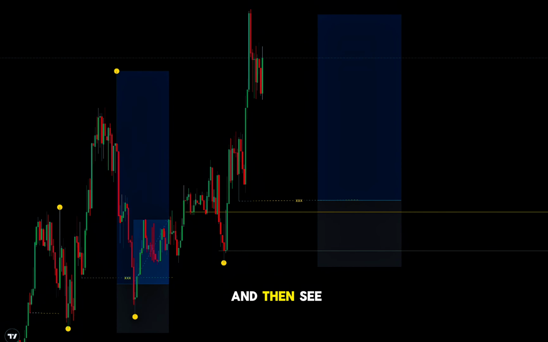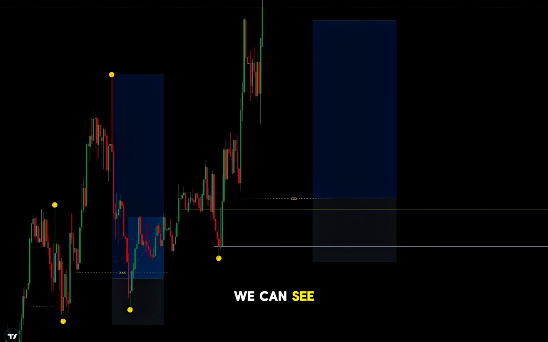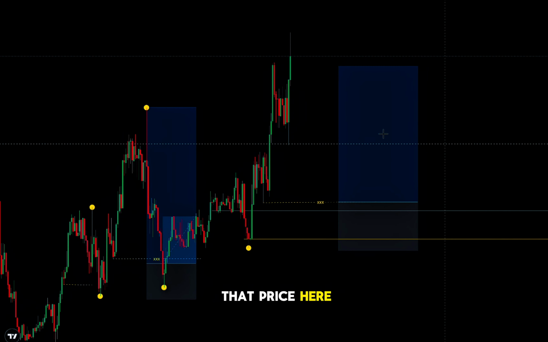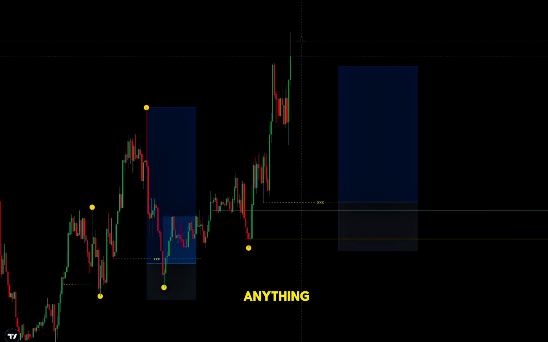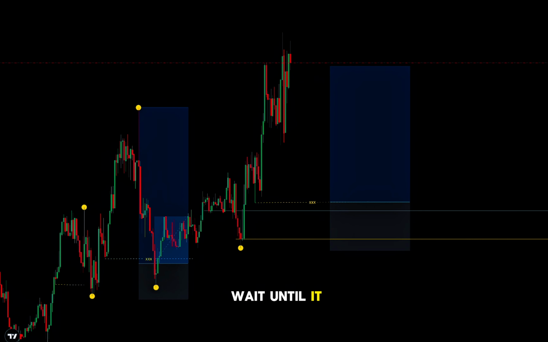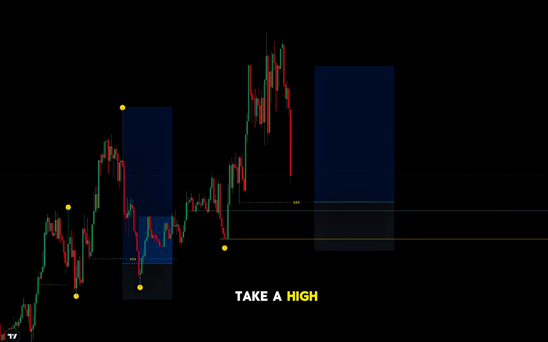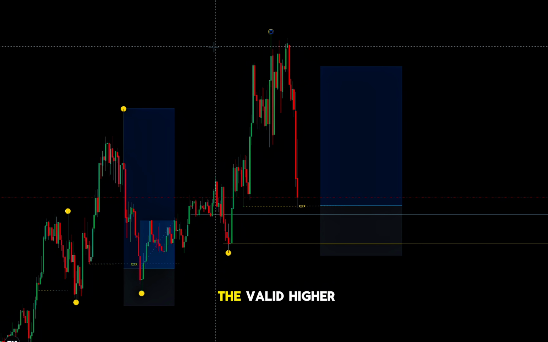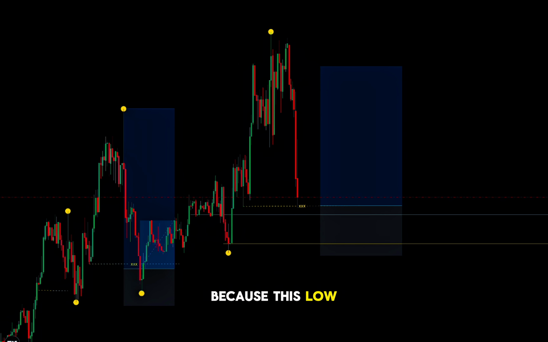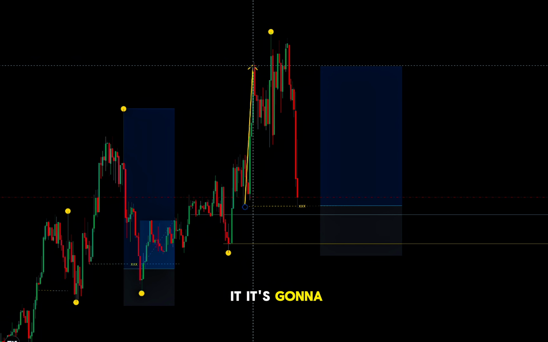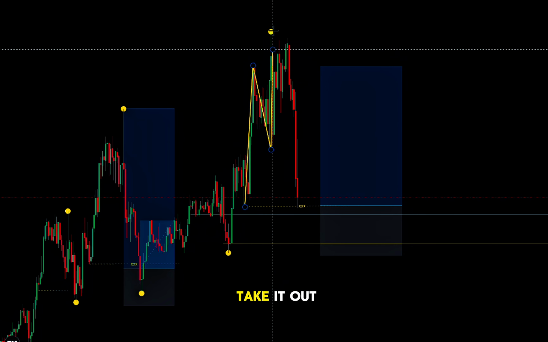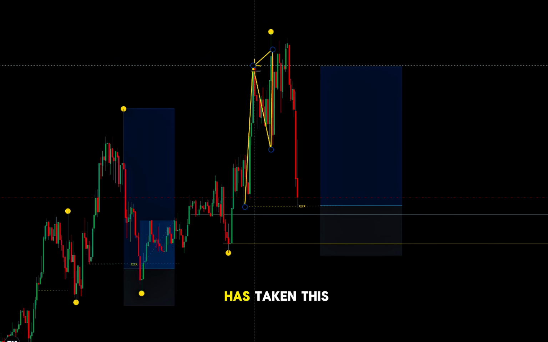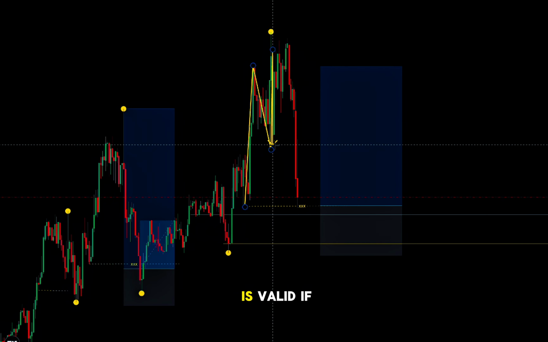Here we wait and then see what price will do. We can see that price here came down, it didn't take anything, so we cannot mark this high as our major high. We have to wait until it comes back to take a high like this. Now this higher high that has been created is the valid higher high, because this low has been taken out. If we draw it, it's going to be like this. We come down and then we take it out. So this high has taken this high out, hence this low is valid if they come to take it out. This you need to understand.